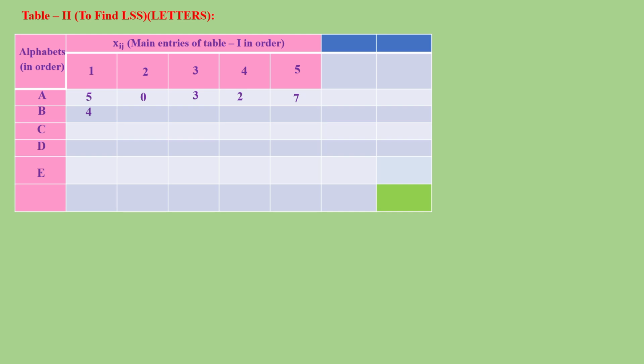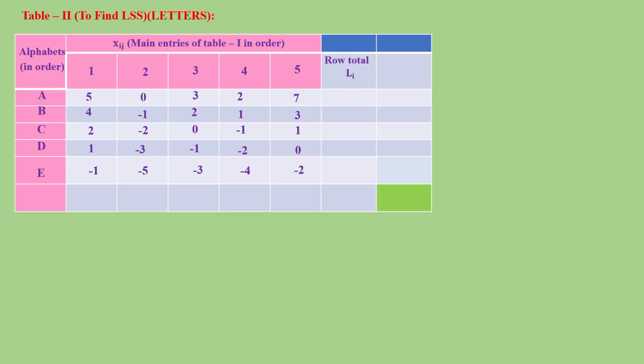So write it in the order. First B, second B, third B, fourth, fifth. Similarly for C, right? Take it from the previous table and write it in the order, without missing. Then first find the row total, that is L1.